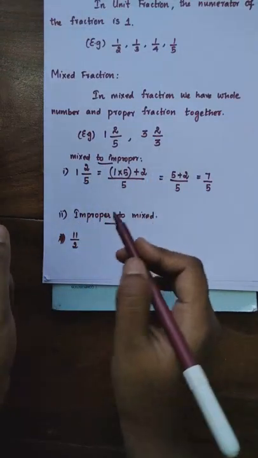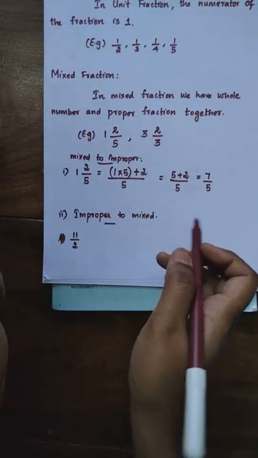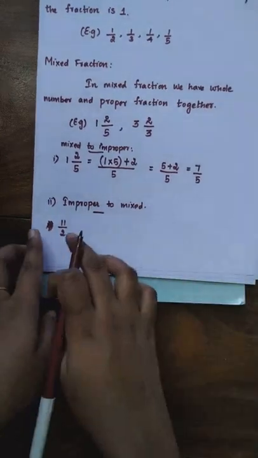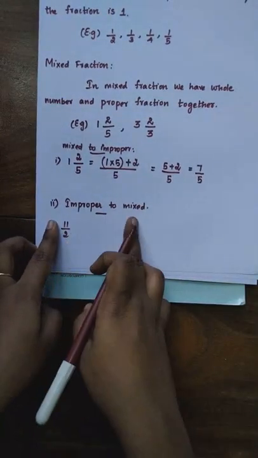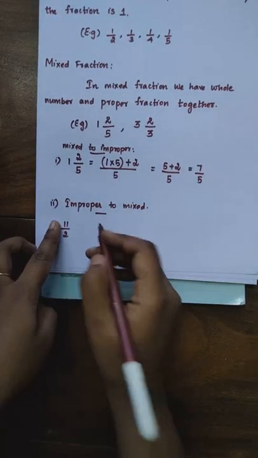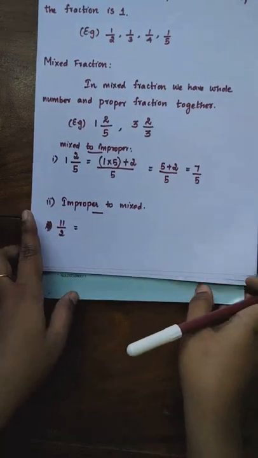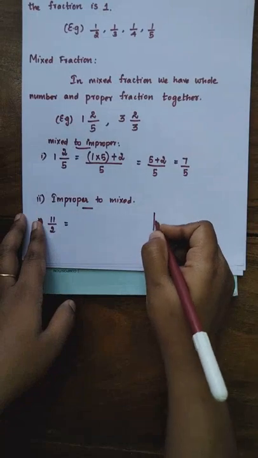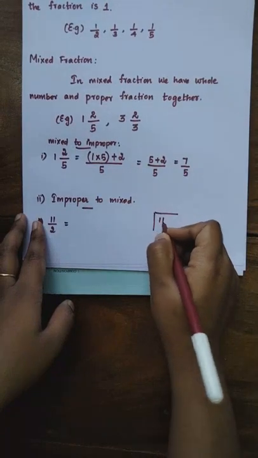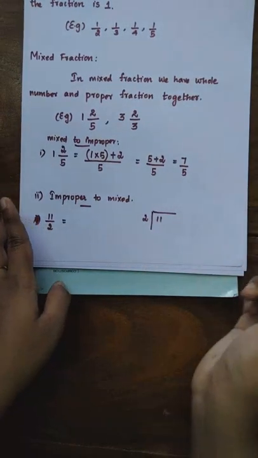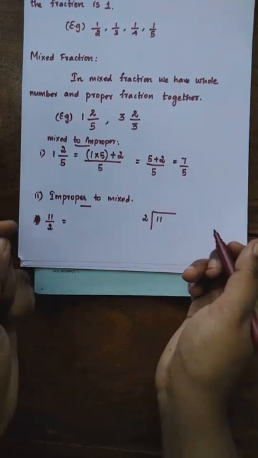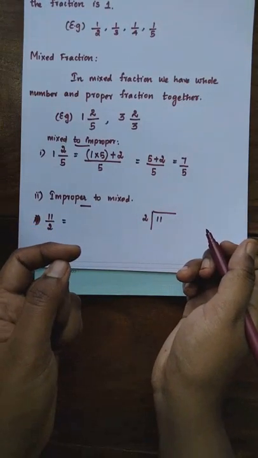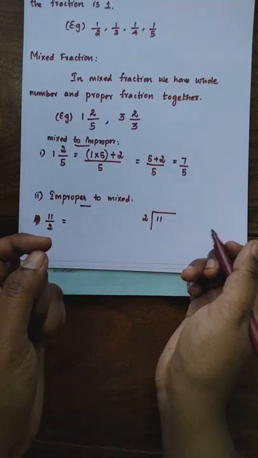Next question is improper fraction to mixed fraction. Next we are going to convert this improper fraction, that is 11 by 2, to a mixed fraction. How will you convert? First we need to divide. First divide 11, put the 2 outside. Now say the 2 table. Is 10 divisible in the 2 table? No, it will not be divisible.